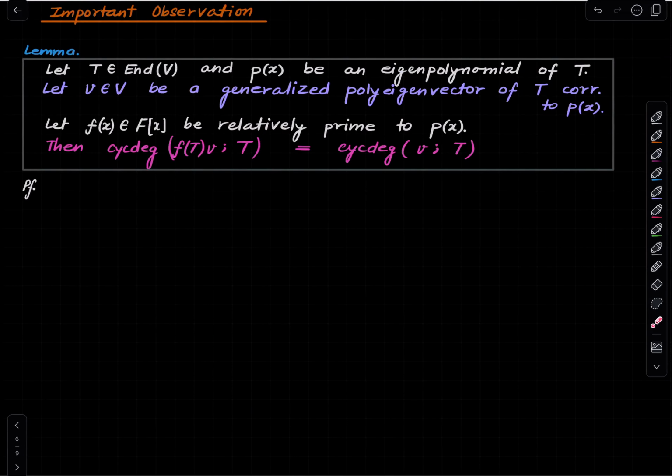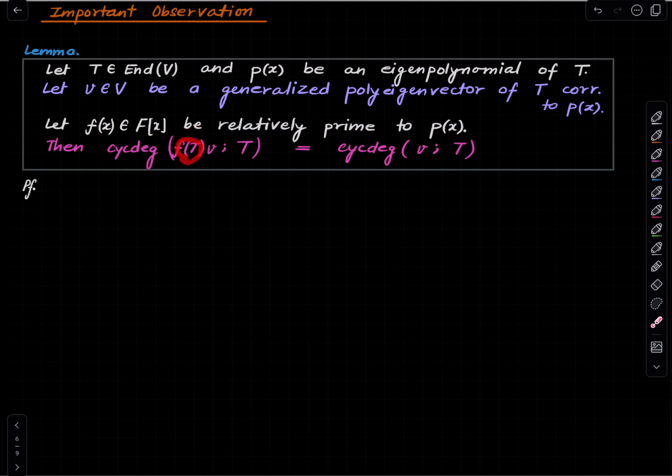All right, so I think this will be the last observation. No, this will not be the last observation. So here we have the same setting. We have an endomorphism T on a vector space V, and p(x) is an eigenpolynomial of it. We have a vector v which is a generalized polyeigenvector of T corresponding to this eigenpolynomial. And let f(x) be a polynomial over the base field which is relatively prime to the polynomial p(x). Then the cyclic degree of this guy does not change.